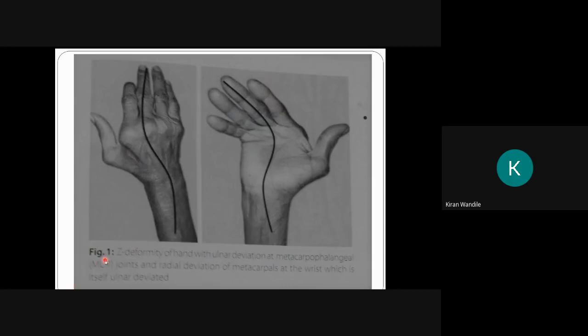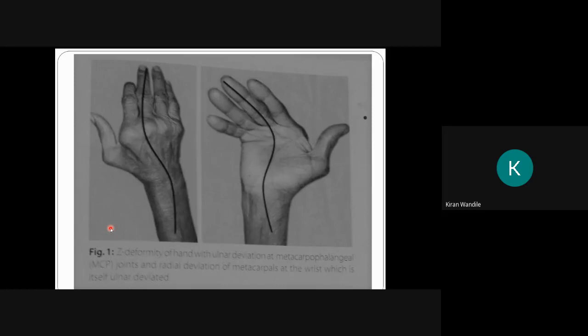So now coming to the Z deformity of the hand. Z deformity of the hand assumes the position of Z, because what happens, there is an ulnar deviation at the metacarpophalangeal joints, that is MCP joints, and radial deviation of metacarpals at the wrist. So the wrist is deviated radially and the fingers are deviated ulnarwards. So this deformity is called Z deformity of the hand.